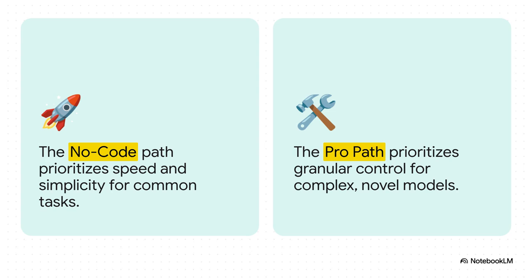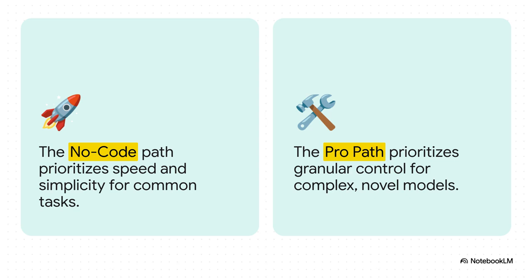And this brings us to the fundamental trade-off, right? It's always a balance between ease of use and flexibility. The no-code path is all about speed and simplicity. It's perfect for standard problems where you just need a really strong result fast. The Pro path, on the other hand, is all about maximum control and flexibility.